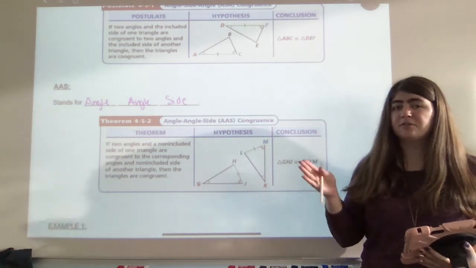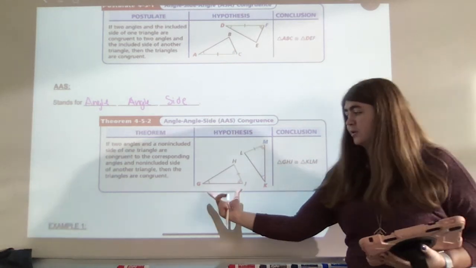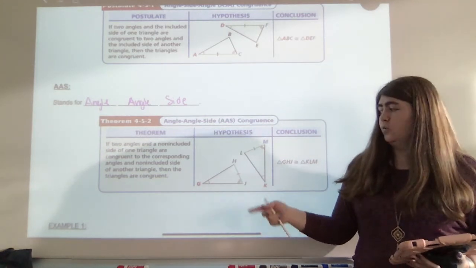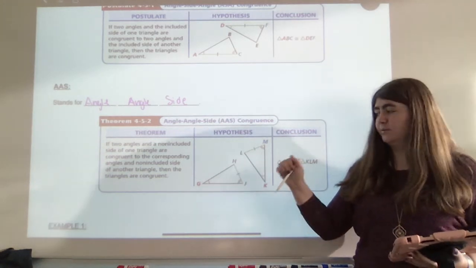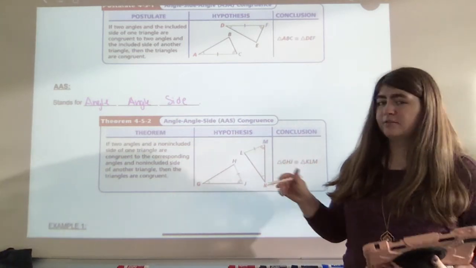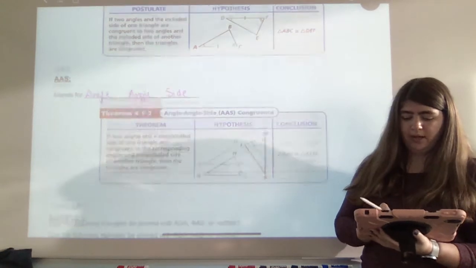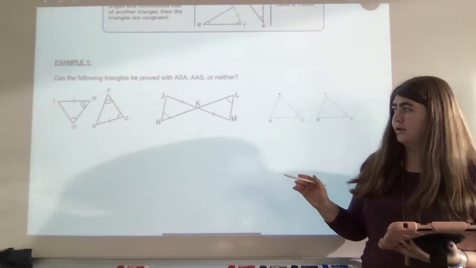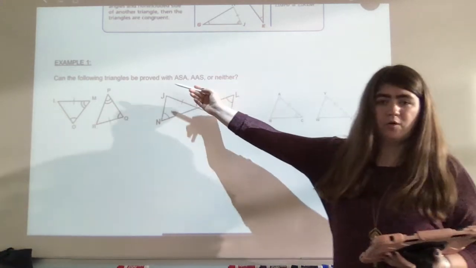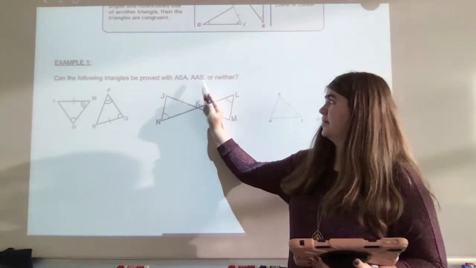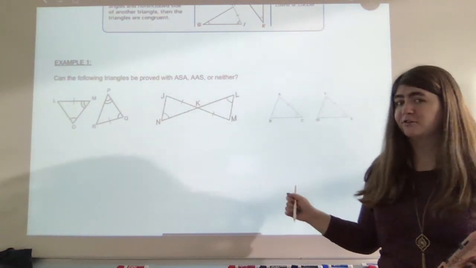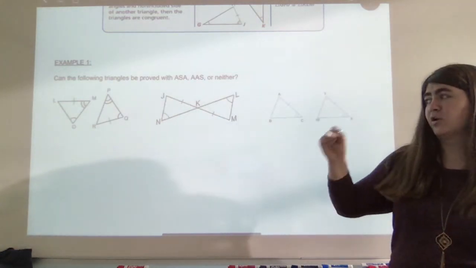So I have angle, side, angle, where my side is between the two angles, and I have angle, angle, side, where my side is not in between the two angles. Alright, so we're going to practice knowing when to use which shortcut. So in example 1, which shortcut are we using? Angle, side, angle, angle, angle, side, or neither. Now would be a good time to pause the video and try it yourself. And we're going to go through it here.